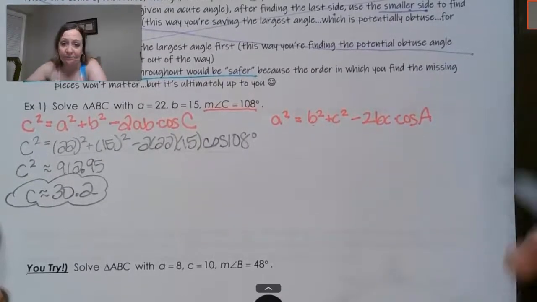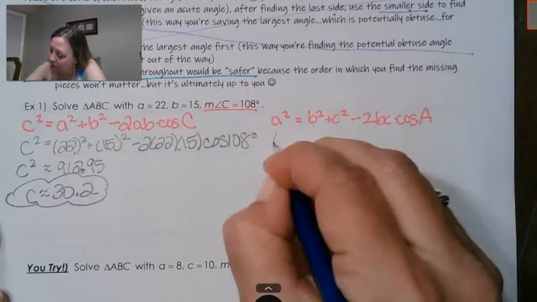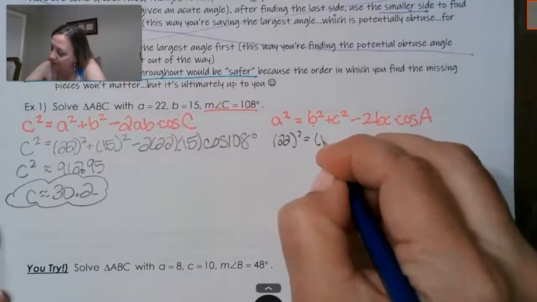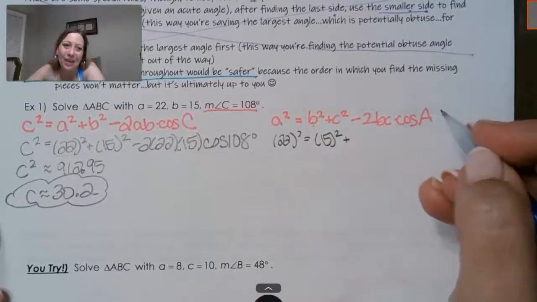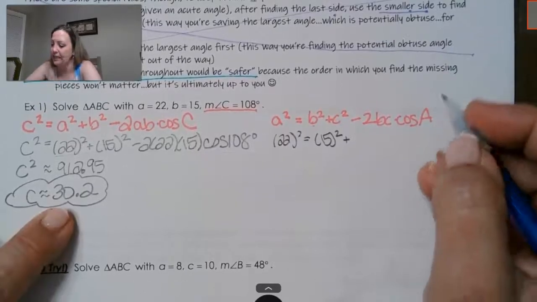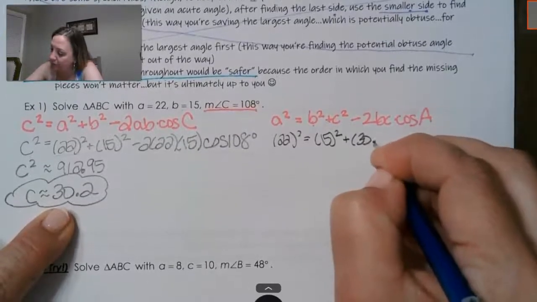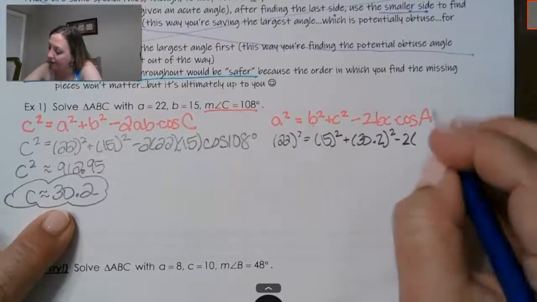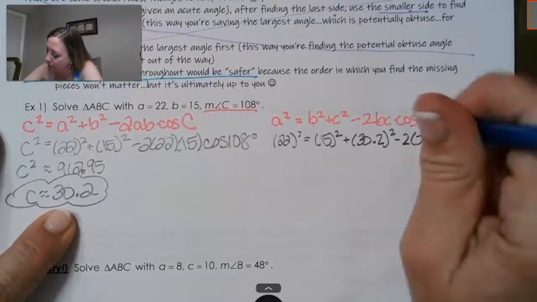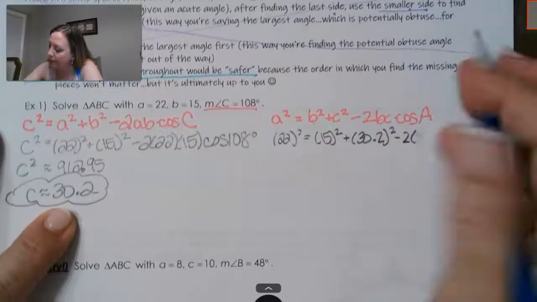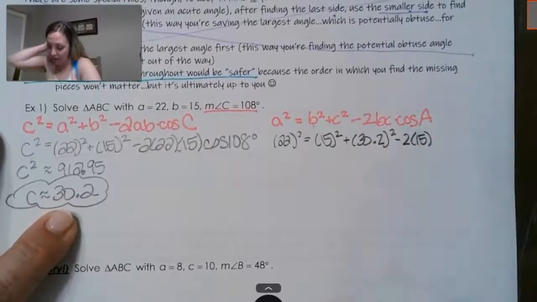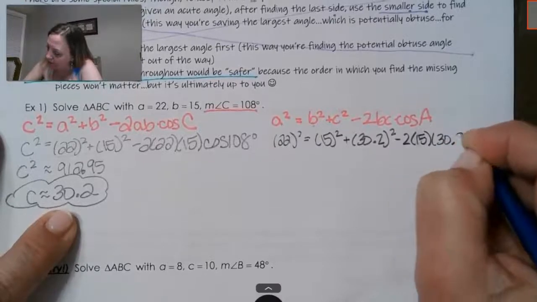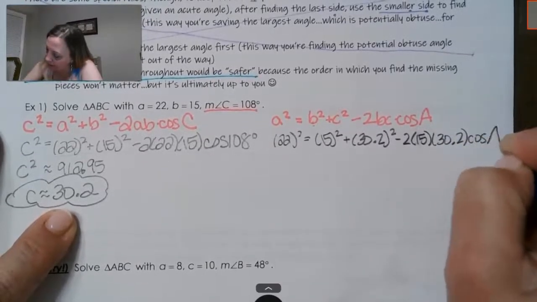And let's put those in. a, again, it told us was 22. b was 15. And we do have to use a rounded answer here, I know. c is about 30.2. And because we're rounding to the nearest 10th, our answers probably are gonna not be perfect. But we'll deal with it for now, okay? So 2 times b, which is 15, times c, which we said is 30.2, times the cosine of A.